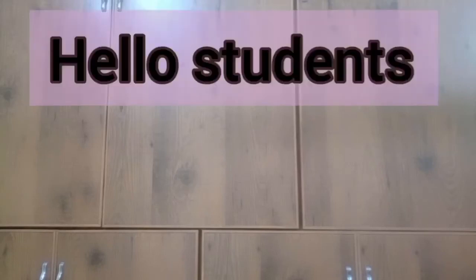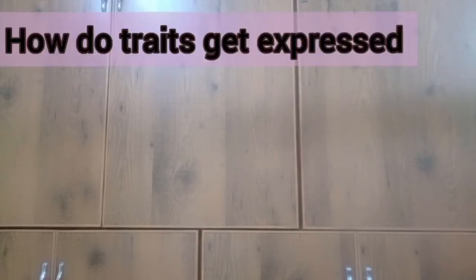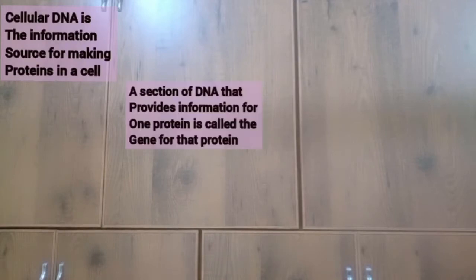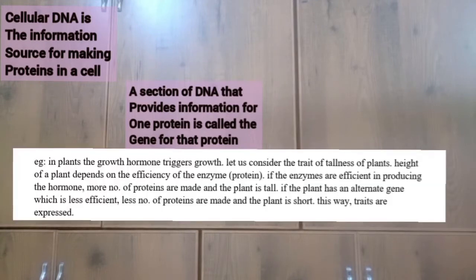Students, let us start with how traits get expressed. Cellular DNA is the information source for making proteins in the cell. A section of DNA that provides information for one protein is called the gene for that protein. Then how do proteins control characteristics that we are discussing? Let us take the example of tallness as a characteristic.